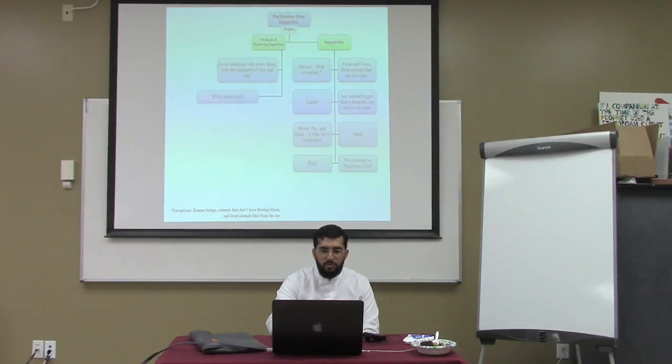The second type of removing impurity is with water only. Okay, and over here you have 3 types. Number 1, it says sprinkle here, but I couldn't find a really good translation for nadh. Nadh basically means that you take a piece of the cloth and you dampen it with water. So I guess you could say you sprinkle it until it becomes damp with water, not until the water flows down or drips from the garment.